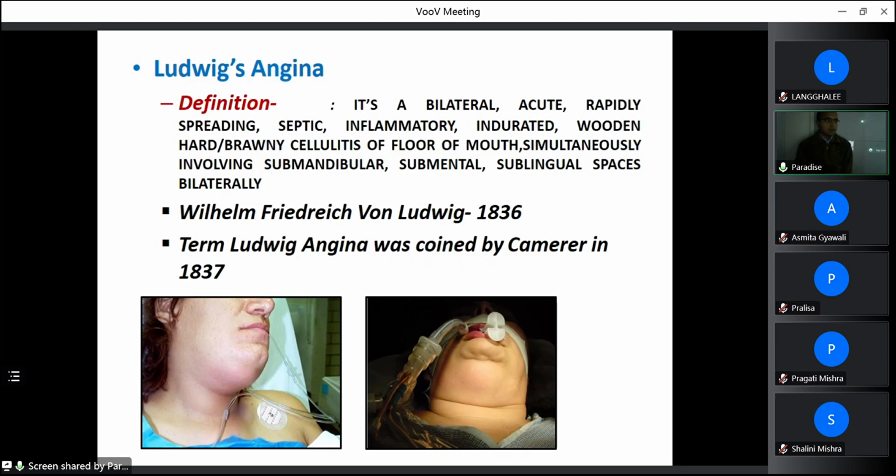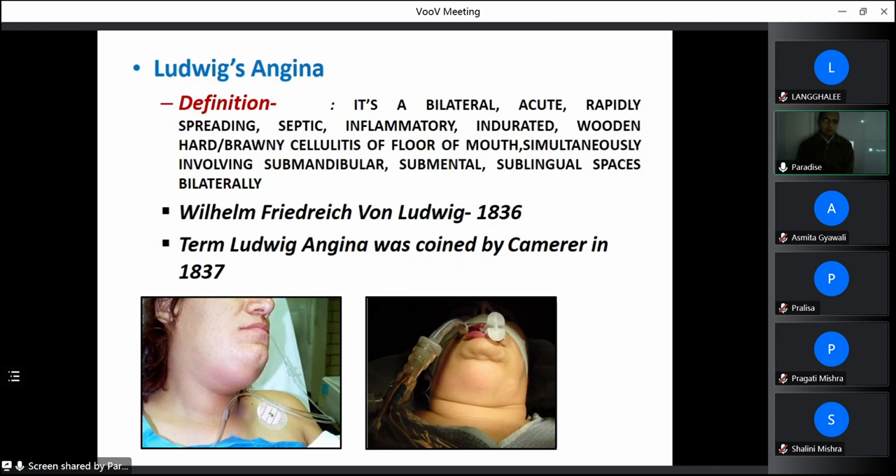The tongue is raised and protruded, the patient cannot open the mouth, there is trismus, and there is brawny, hard induration over the bilateral submandibular area, and it's rapidly spreading. It may lead to obstruction of the respiratory tract. So there may be chances of airway obstruction, and in most cases of Ludwig's angina, the death of the patient is due to respiratory obstruction.